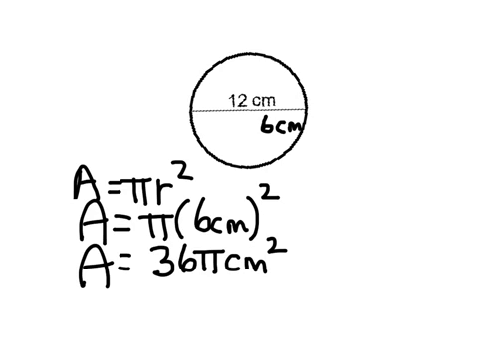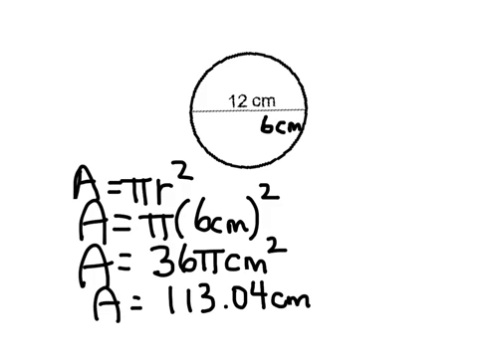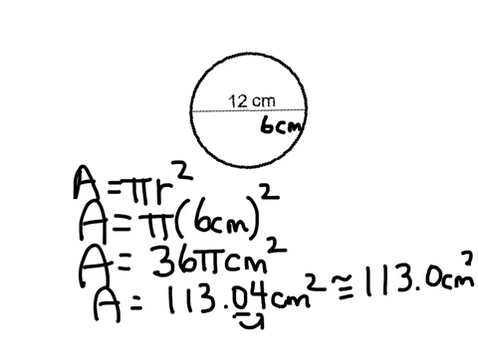Okay, so what'd you get? Well, on my calculator, I had 113.04 centimeters squared. If I round it off to the nearest tenth, that means I'm rounding off to here, so it's going to be 113.0. Now, since it asks us to round to the nearest tenth, we are going to include the 0 in our answer. So 113.0 centimeters squared. Okay? All right, you try this one.